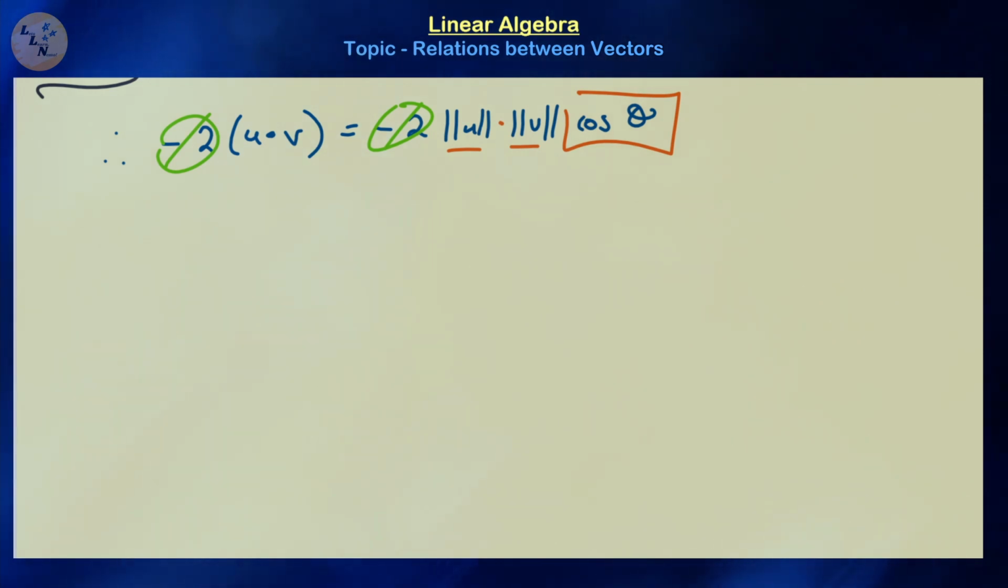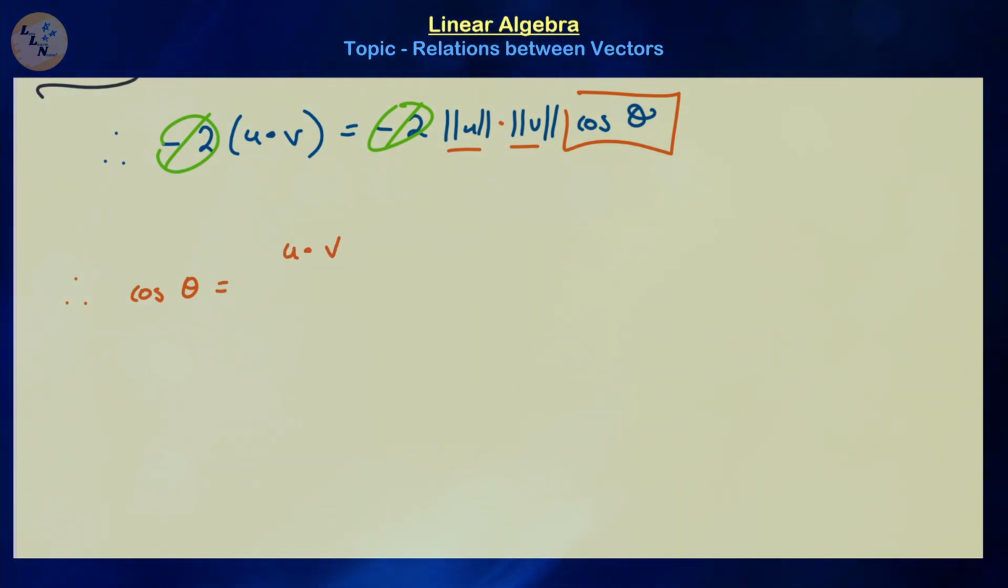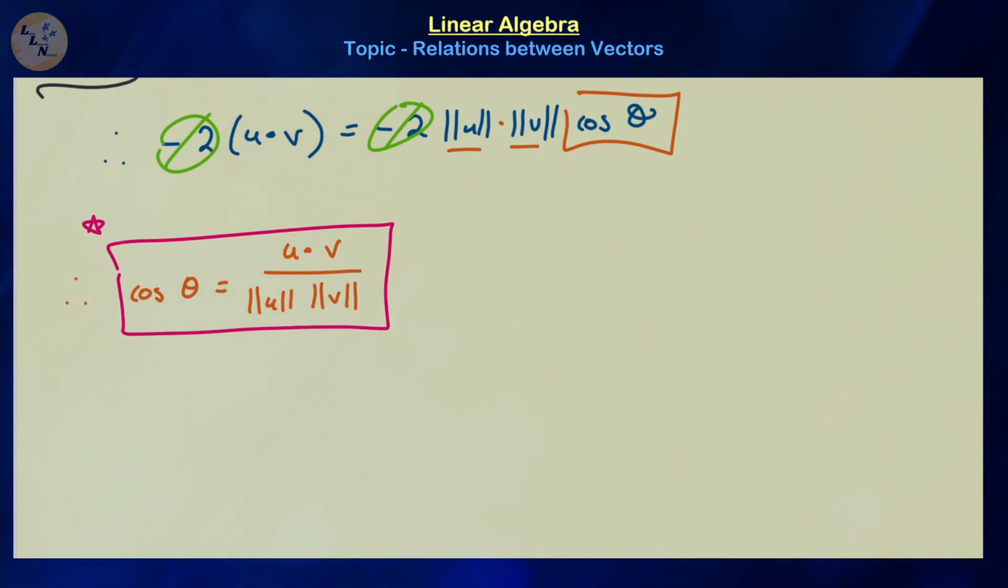So if we assume that those things are not violated, we get the beautiful identity that the cosine of the angle between two vectors u and v is equal to the dot product of those vectors divided by the product of their magnitudes, and that gives us a very, very nice result.